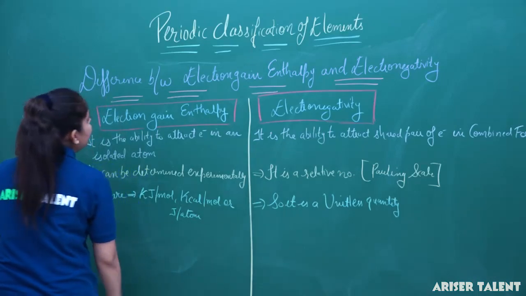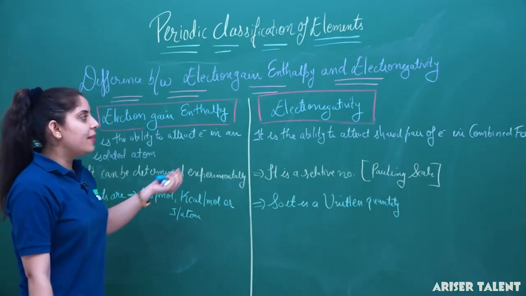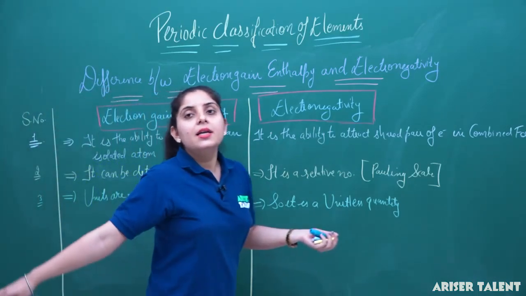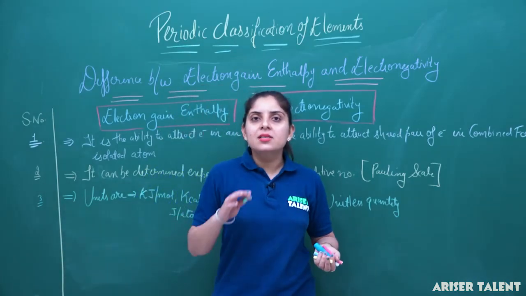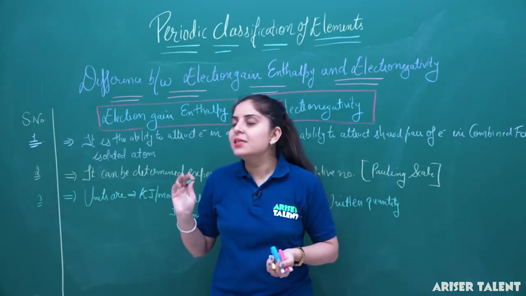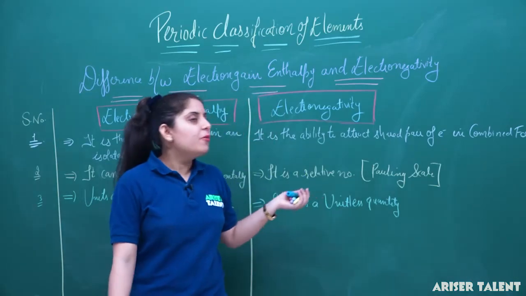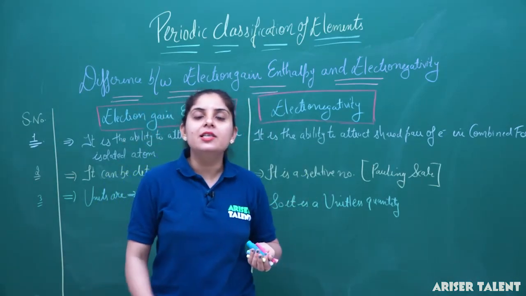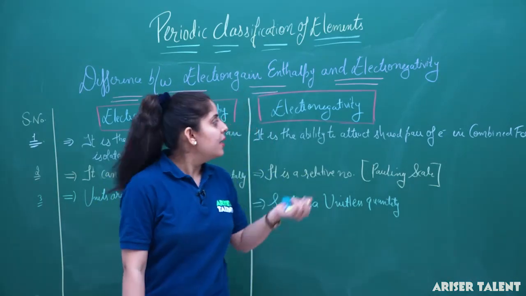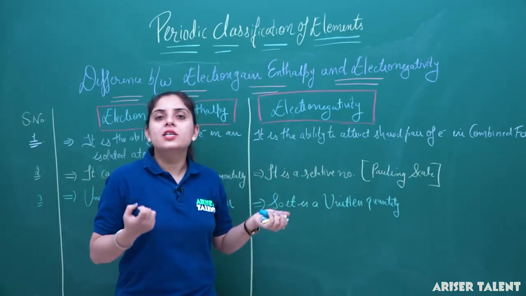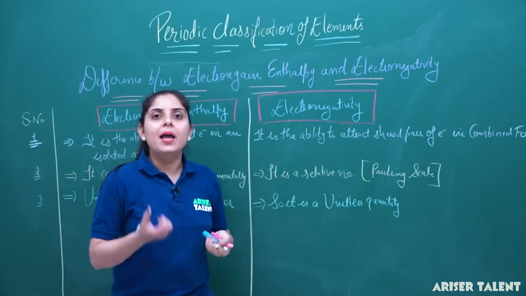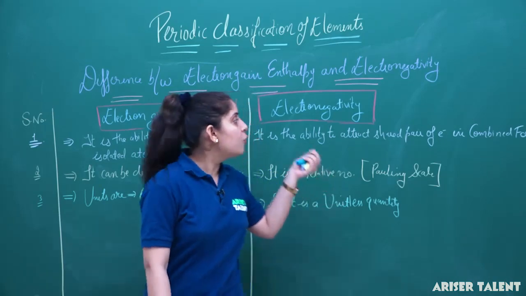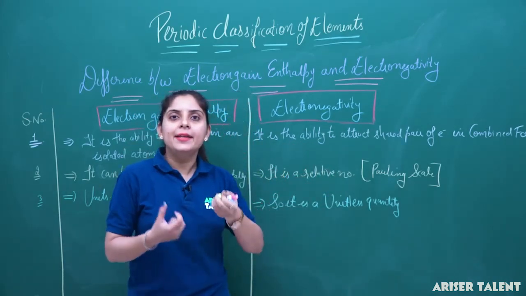Now, what will be the next difference between the electron gain enthalpy and electronegativity? Electron gain enthalpy is a constant term. It means it is highest for chlorine. But if we are considering electronegativity, this will depend upon a number of factors. It will depend on what will be the oxidation number of a compound, what will be the hybridization state of a compound. So it depends upon a variety of factors.